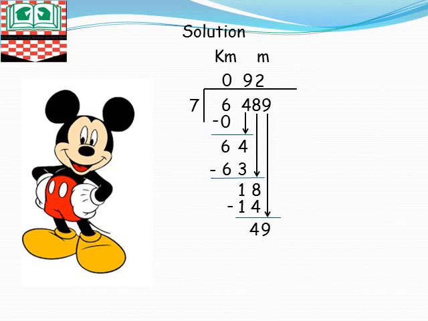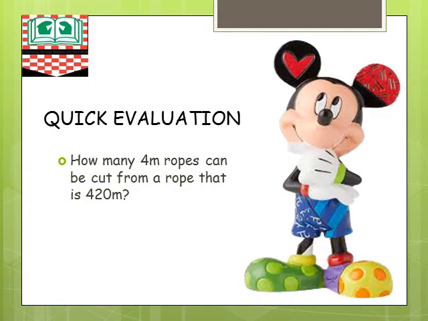49 divided by 7 gives us 7. So 7 times 7 is 49. What do we do next again? Subtract. So 49 minus 49 gives us 0. So at the end of the day, 6 kilometers 489 meters divided by 7 gives us 927 meters. Wow!